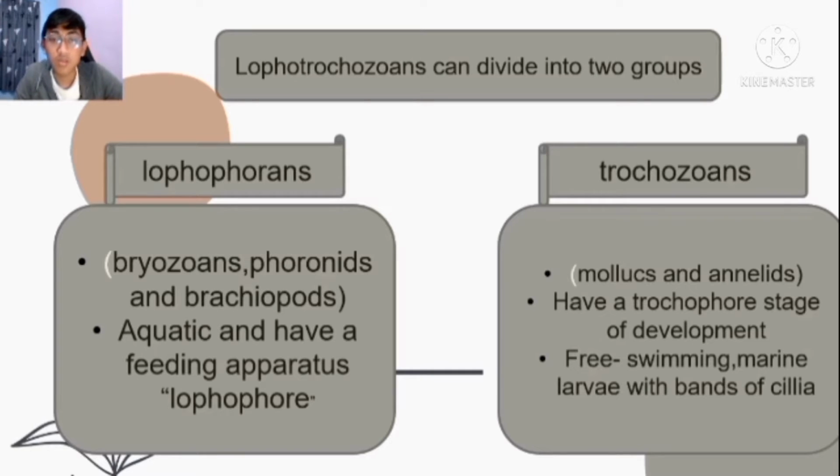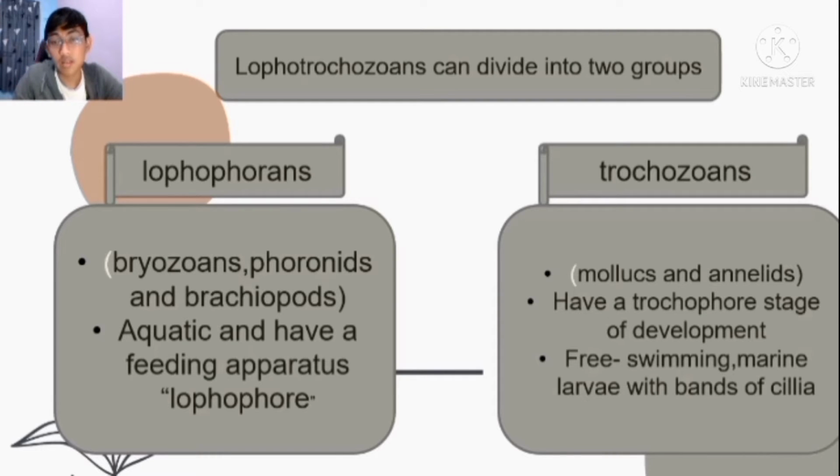Lophotrochozoa can be divided into two groups, which are Lophophorans and Trochozoans. Example animals in Lophophorans are Bryozoans, Phoronids, and Brachiopods. The characteristic of Lophophorans is that they are aquatic animals and have a feeding apparatus that we call a lophophore.